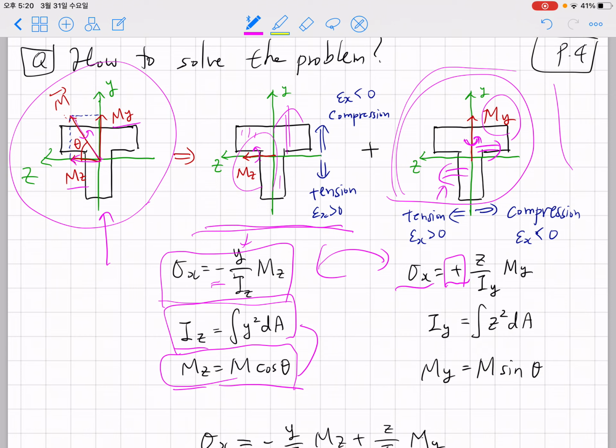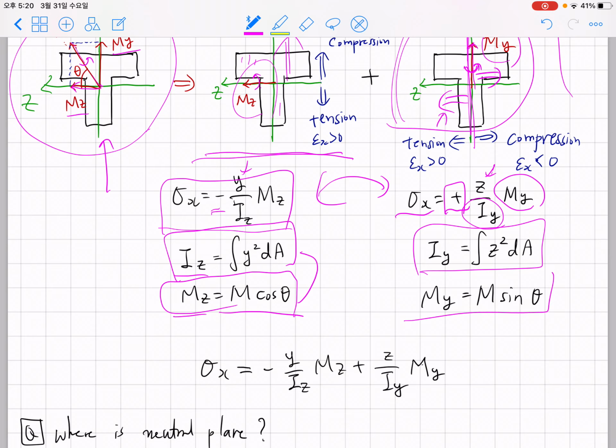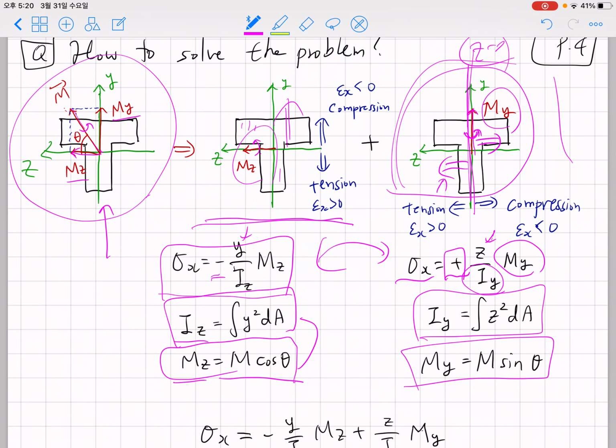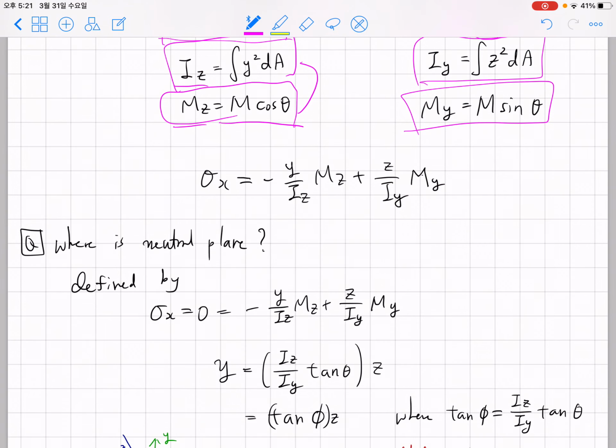Instead of Mg, you have to put My. Instead of y, you have to put g, because My is located here. And instead of Ig, you have to use Iy, and Iy is defined with g equals 0 as the center, and you do this integral, then you can obtain Iy, okay. Of course, My you can simply obtain from vector decomposition. From M, you take the sine part, and it'll be My.